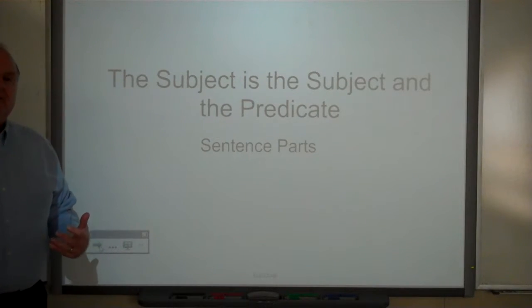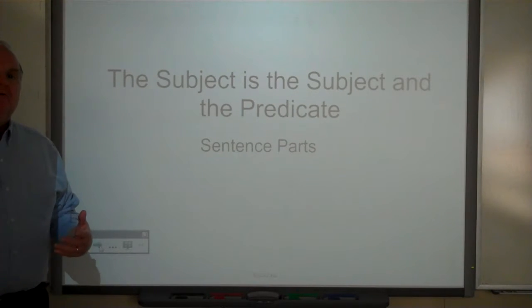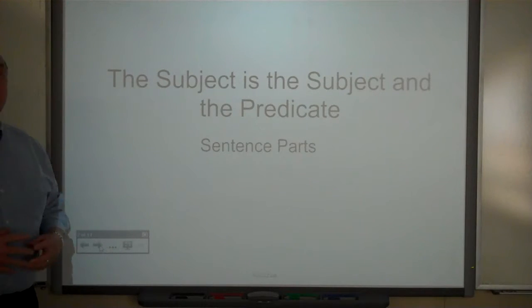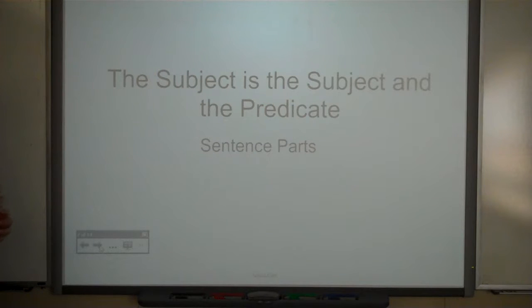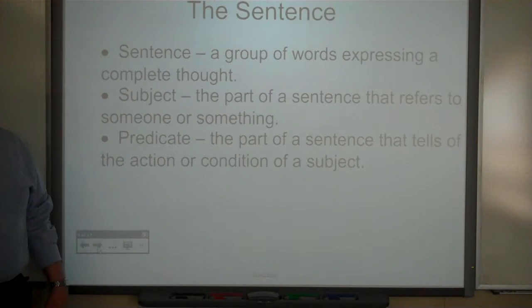We've learned about individual words and the different parts of speech the individual words may have. Now, we want to look at the sentence parts to see what happens when you put the words together to form thoughts. And just as a reminder from probably past grammar classes, a sentence is a group of words expressing a complete thought. And any sentence is going to have two parts to it. It's going to have a subject and a predicate.